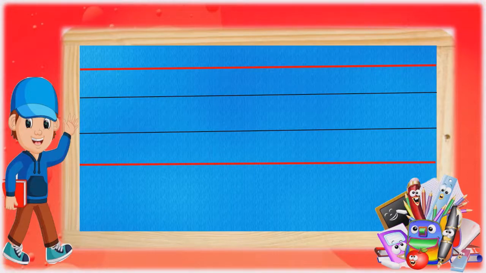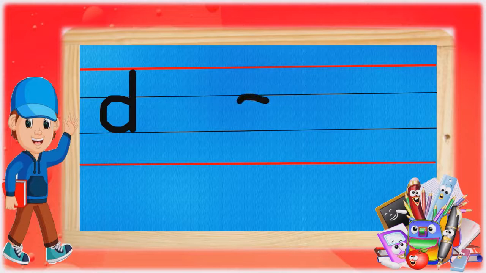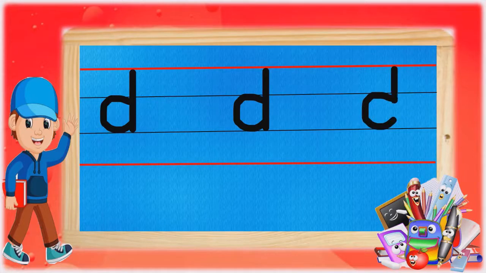Now we will write small d. A small curve with standing line makes small d. Again we write small curve with standing line makes small d.